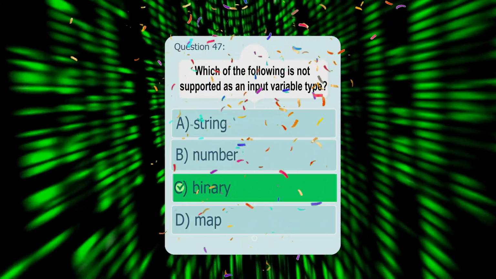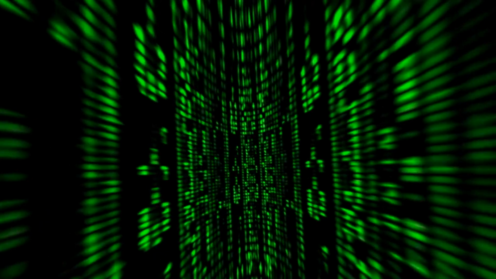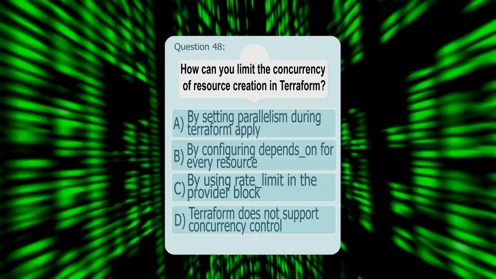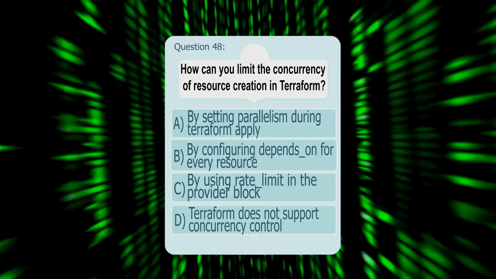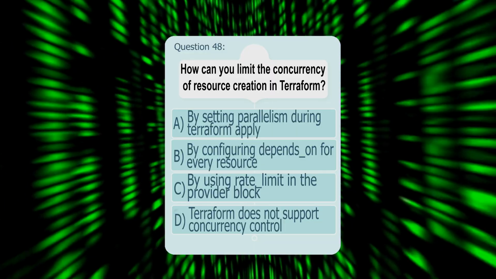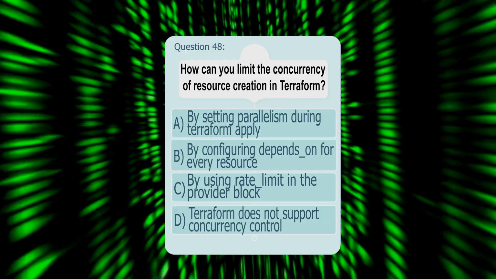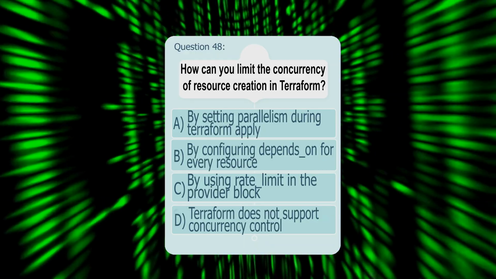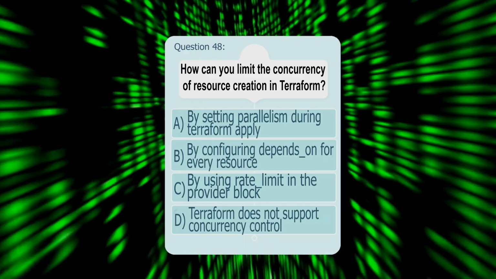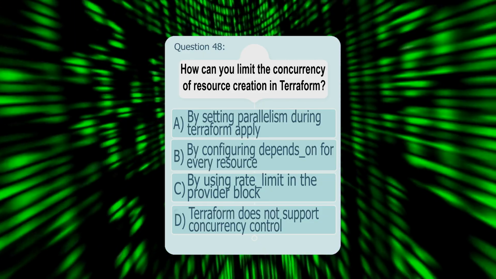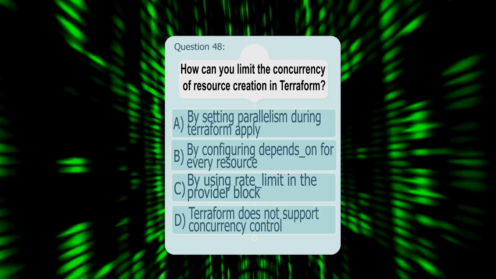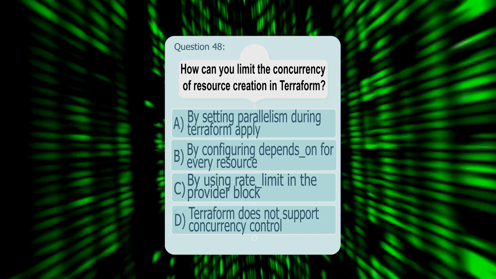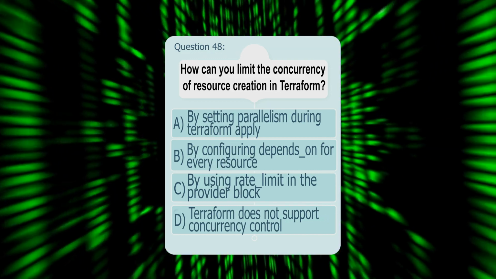Answer. C. Binary. Question 48. How can you limit the concurrency of resource creation in Terraform? A. By setting parallelism during Terraform apply. B. By configuring depends_on for every resource. C. By using rate_limit in the provider block. D. Terraform does not support concurrency control.